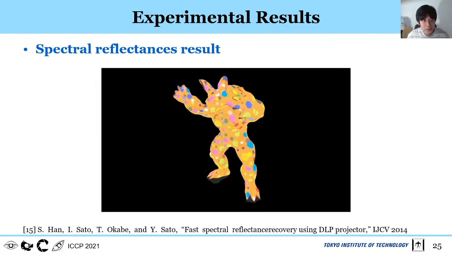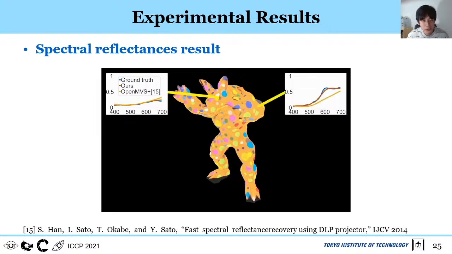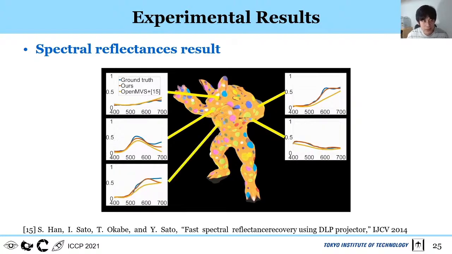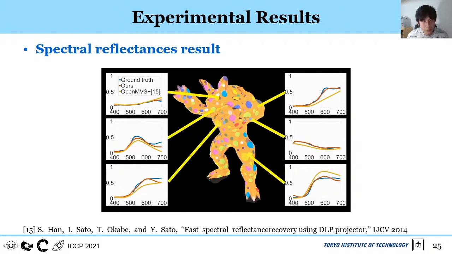This is a sampled spectral reflectance on the Armadillo model. We compared our method with the combination of OpenMVS shape and an existing image-based spectral reflectance estimation method. We can confirm that our method achieves closer spectral reflectance to the ground truth than the combined method. This is because the combined method does not consider the effects of shading and shadows on the spectral reflectance estimation.